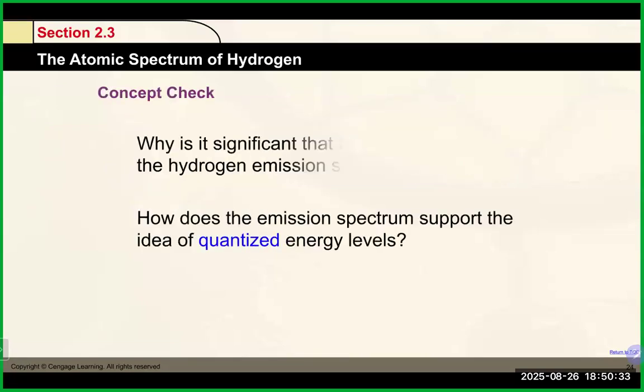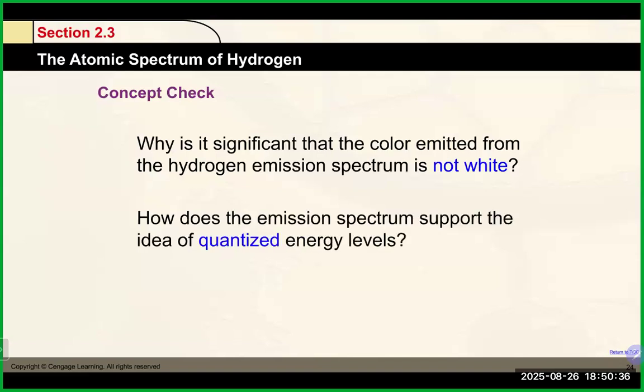All right, so why is it significant that the color emitted by hydrogen is not white? Again, that means we're getting distinct lines coming off, right? If it was white, that means it's more of a continuous spectrum, everything coming off at once, as opposed to what we see there. Individual lines represent our electrons fully dropping from one energy level to the next, the result being that energy given off as a photon of light.